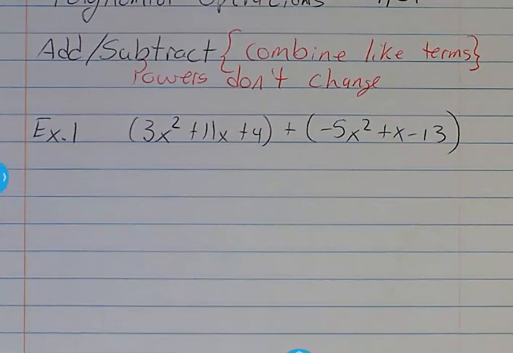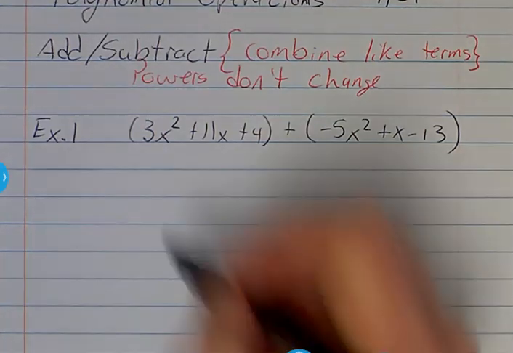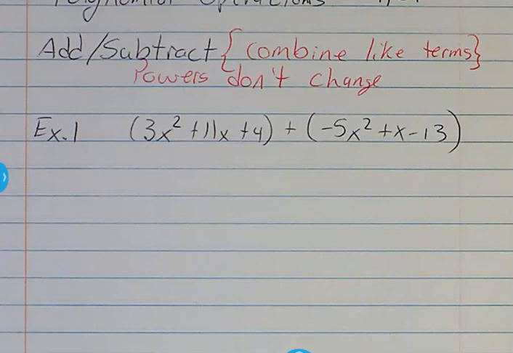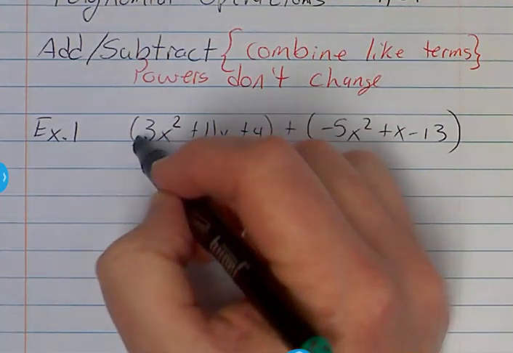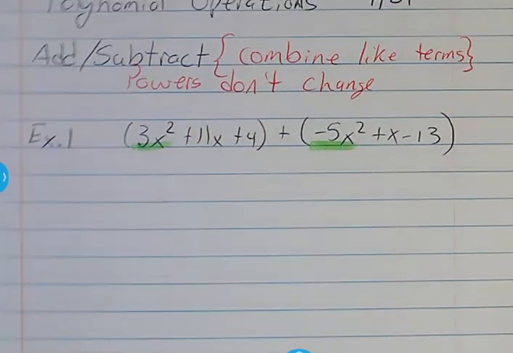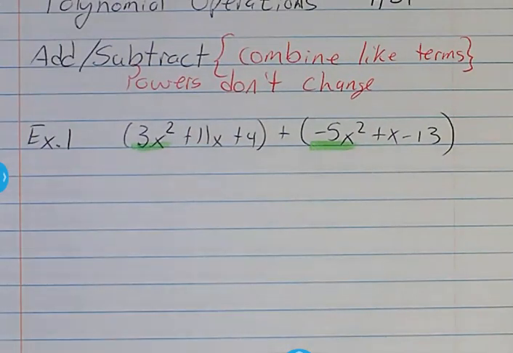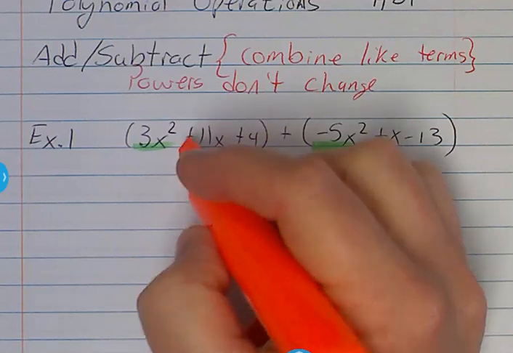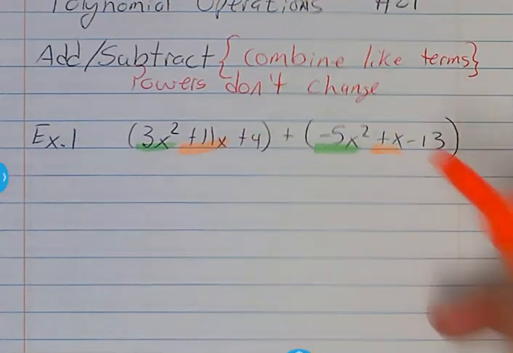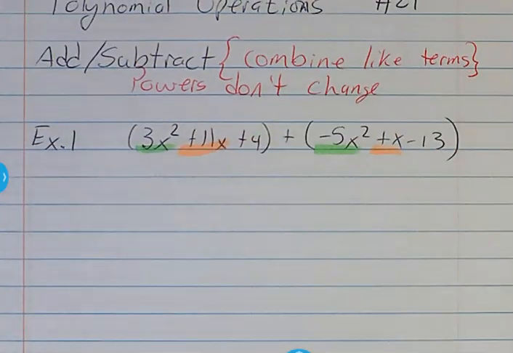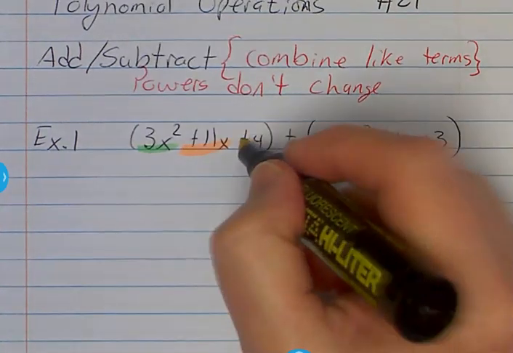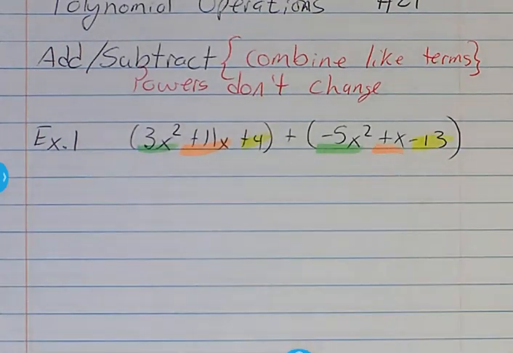And for this part of it, the like terms you have for this one, again, that's everything that's got the same power. So basically everything that's got the same degree. So this one's x squared, so these two would be the same. We've got 11x and the x that's here. So those two would be like terms. And then on the end, we've got the plus 4 and then the minus 13.